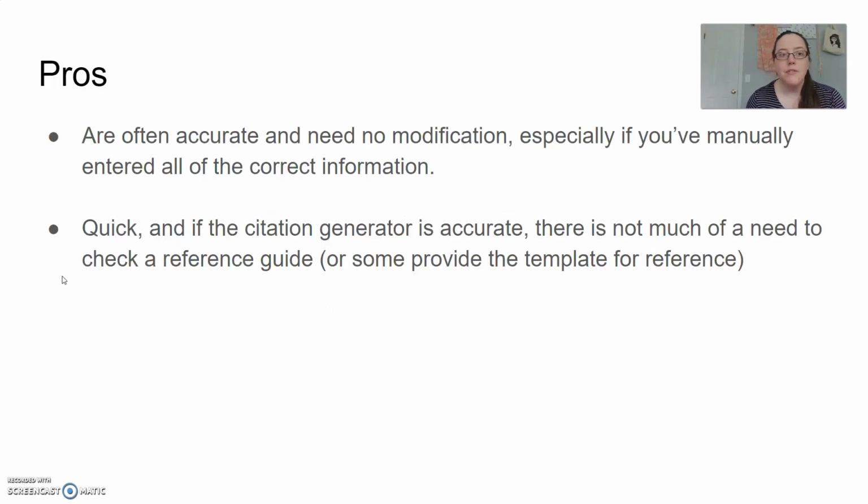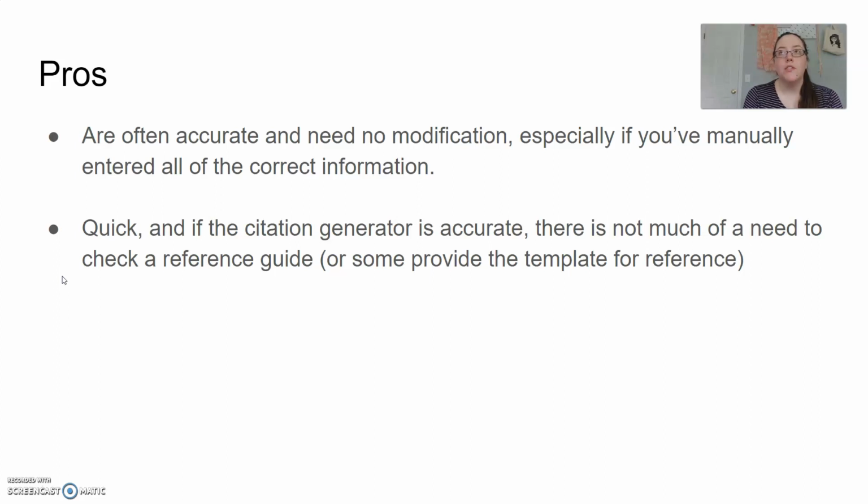The pros of using a citation generator is that oftentimes they're accurate and they don't need any modification. And that's a really cool thing. If you have a trusted citation generator, it's usually going to be correct. And this is especially true if you've manually entered all of the correct information. So there are two ways to use citation generators.